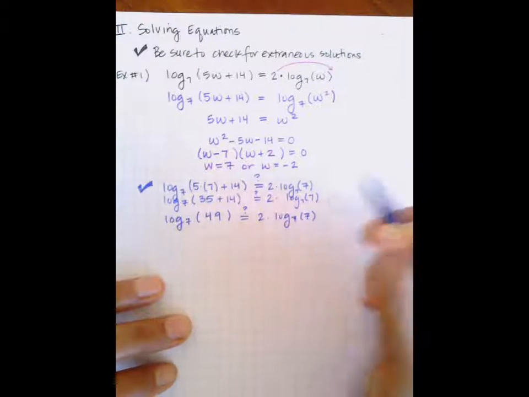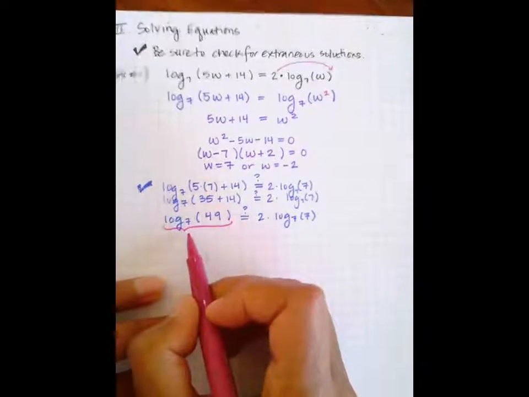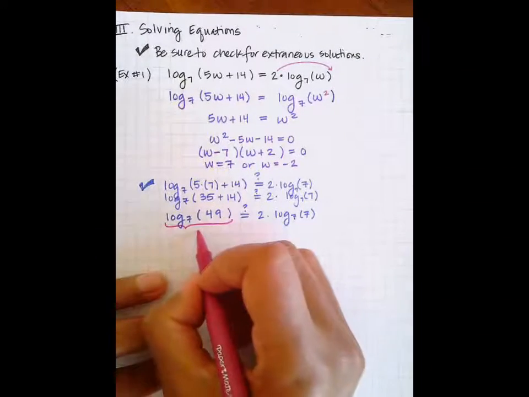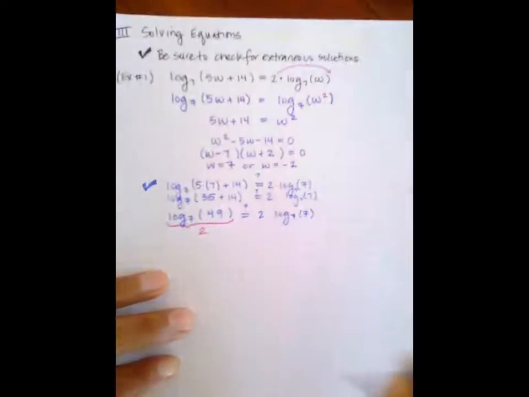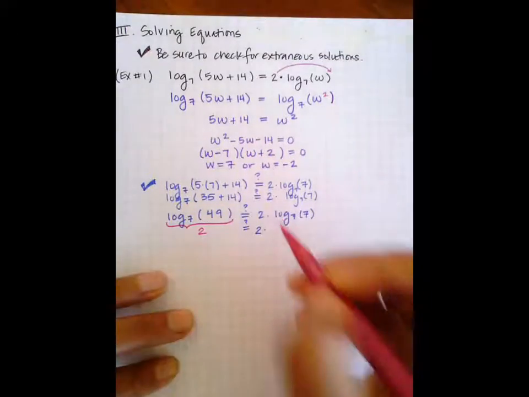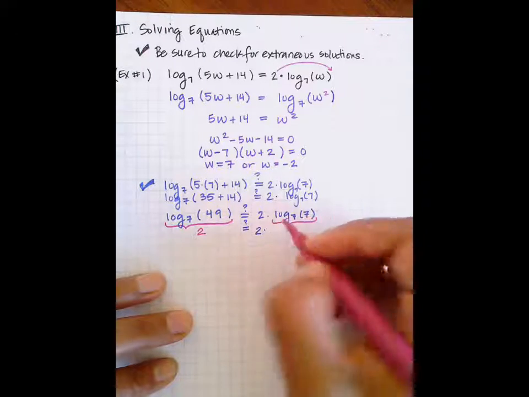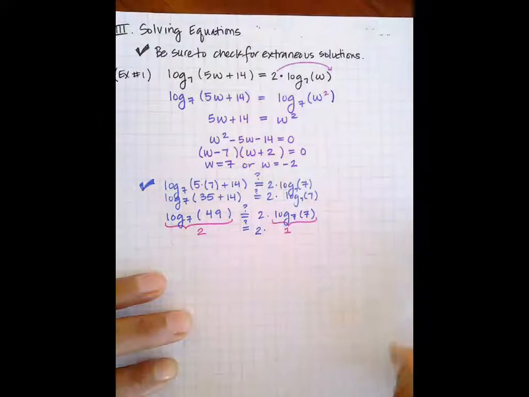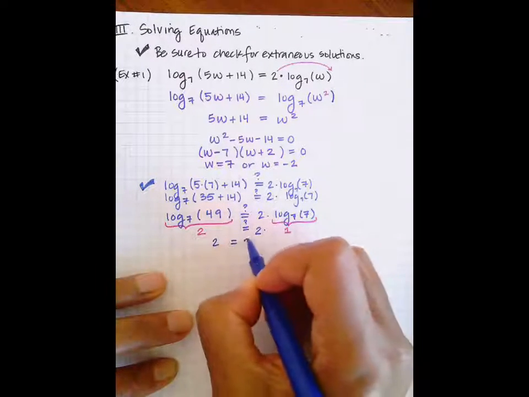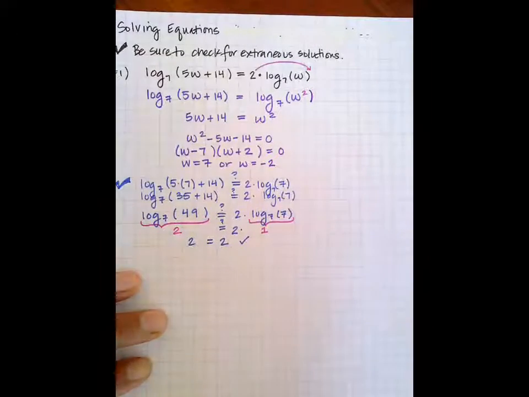The answer to a logarithm is: what power do you raise the base to get that argument? So on this side, it is 2. On the other side, we've got 2 times, 7 to what power gets you to 7? That's just 1. So this says 2 equals 2 times 1. Yes, it does, so that solution is valid. Let's check the other solution.